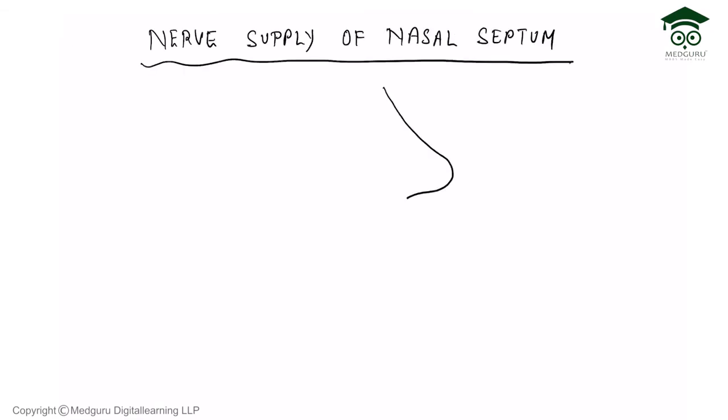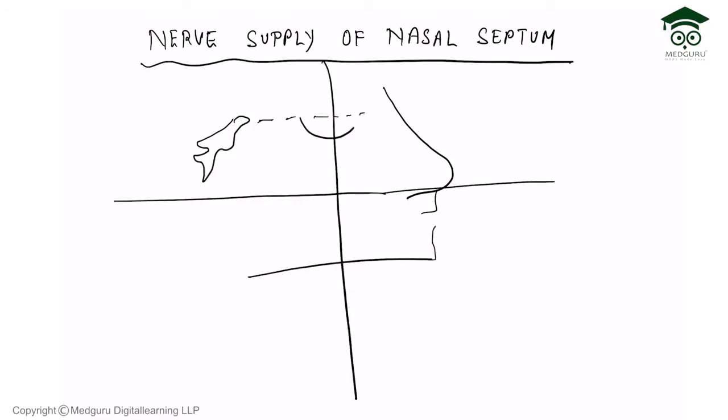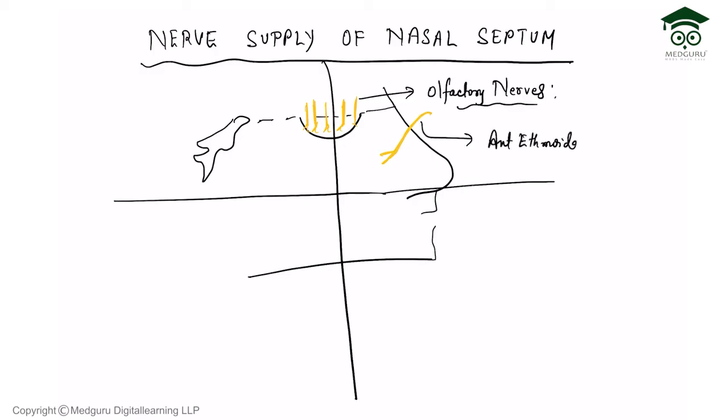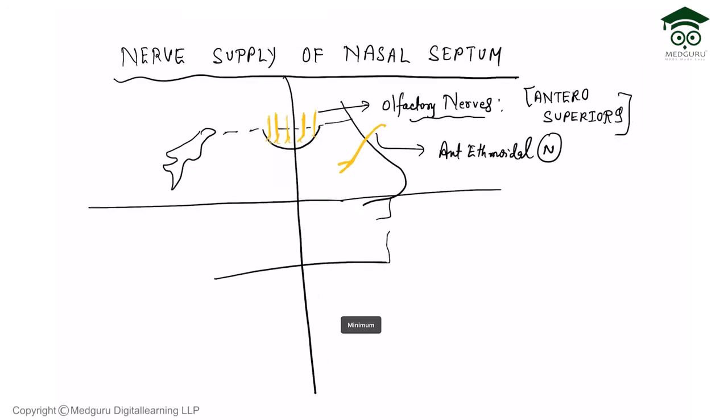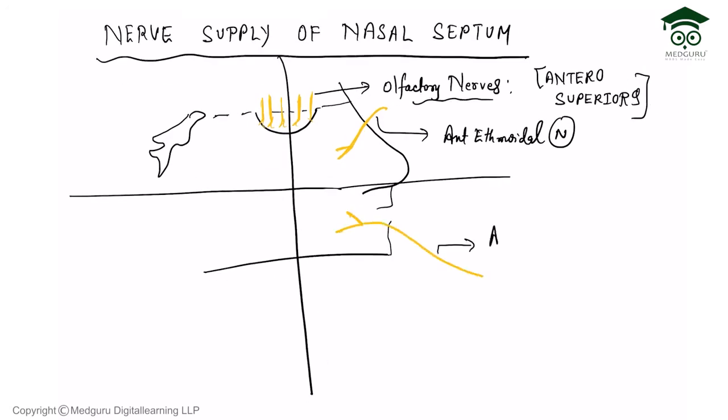Coming to the nerve supply of the nasal septum. Firstly, make the outline of the nasal septum showing the 4 quadrants. In the roof, we see the olfactory nerves passing through the cribriform plate of the ethmoid bone. In the antero-superior quadrant, we have the anterior ethmoidal nerve.